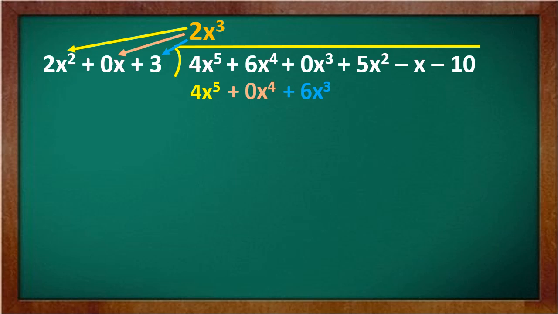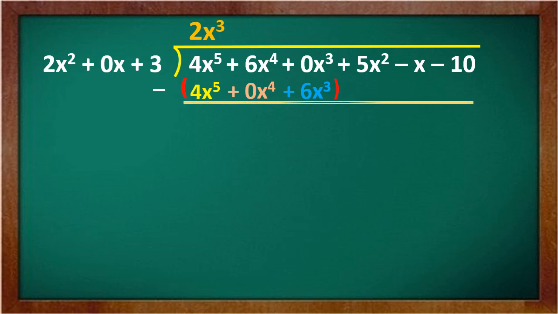The next process, of course, is the same as dividing real numbers. So we subtract. Okay, let us subtract. Enclose it in parentheses. So 4 minus 4, that is 0. We no longer write that. Then 6x raised to 4 minus 0x raised to 4, so that is 6x raised to 4. Then 0x cubed minus 6x cubed.